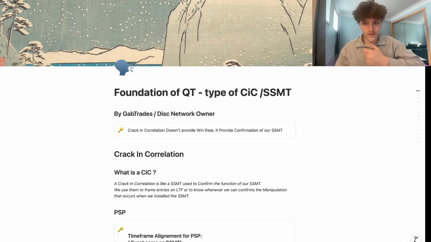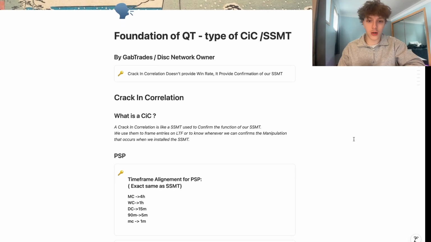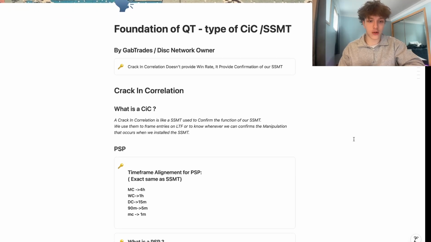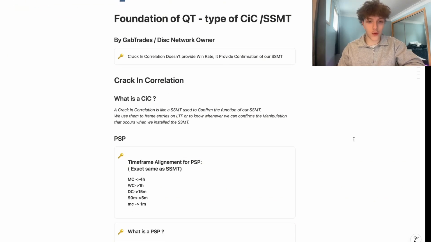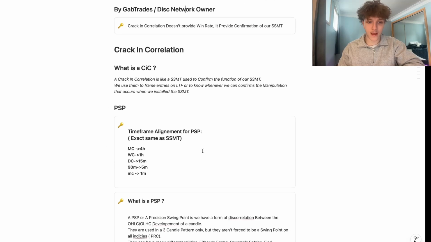First, let's start off with what is a cracking correlation. A cracking correlation is like a sequential SMT. It's used to confirm the function of our sequential SMT. We use them to frame entries on lower time frame or to know whenever we can confirm the manipulation that occurs when we install the sequential SMT.